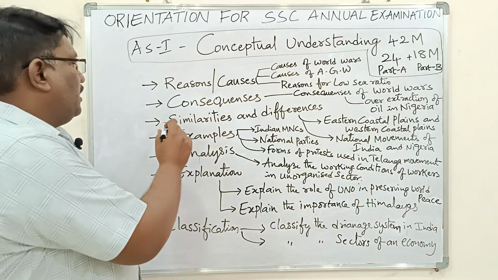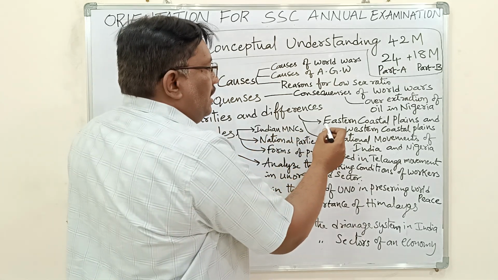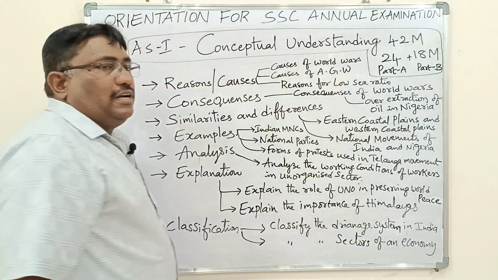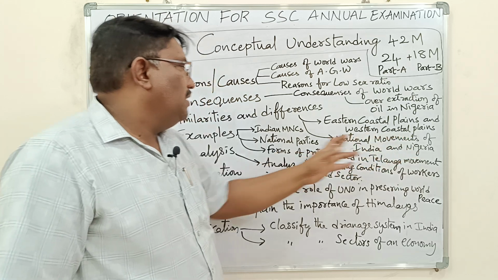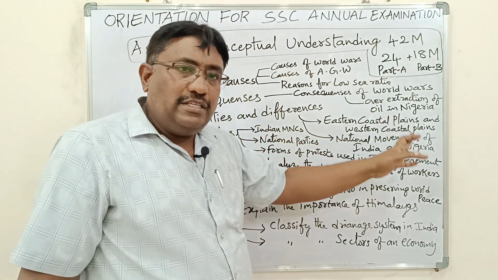Okay, next, coming to the third indicator, similarities and differences. We have many questions like these: eastern coastal plains and western coastal plains. What are the similarities and differences between eastern coastal plains and western coastal plains? What are the similarities and differences between national movements of India and Nigeria?